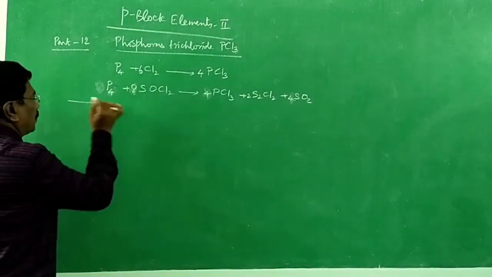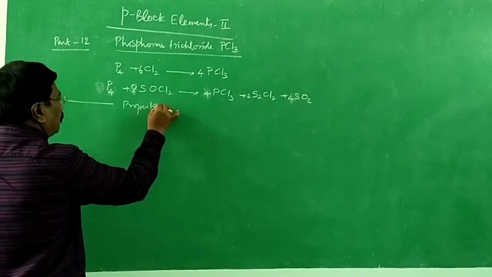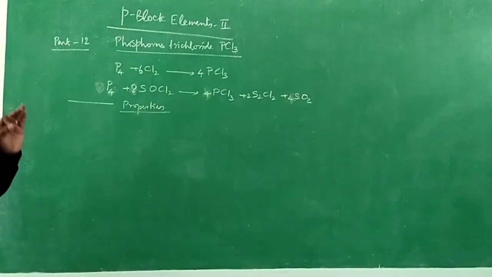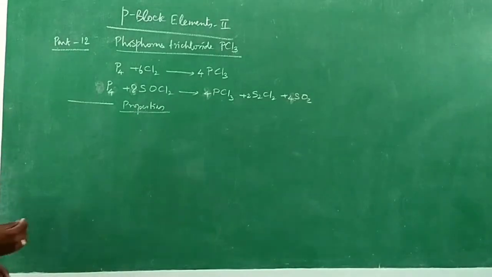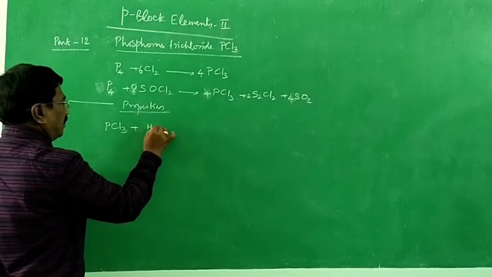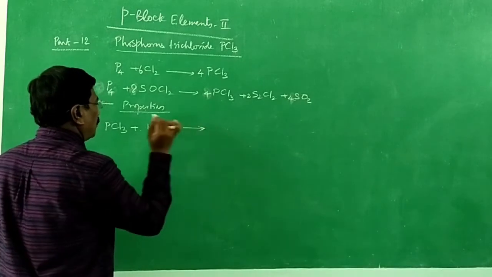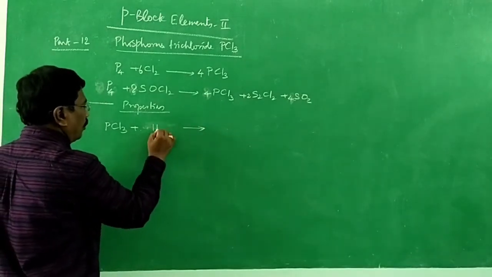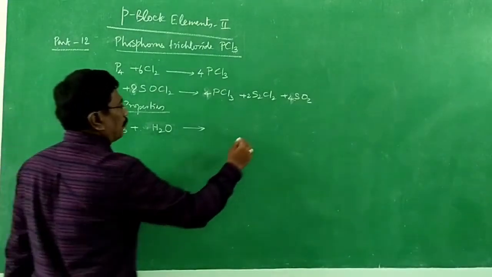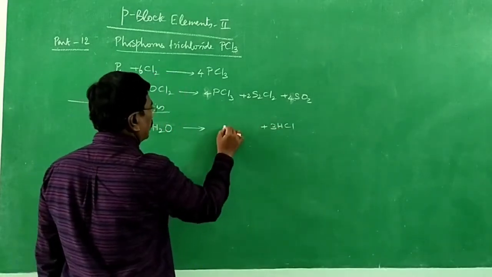What is the importance of phosphorus trichloride? That is, the properties. When we talk about properties, mainly it undergoes hydrolysis to give phosphorus acid. Trichloride gives phosphorus acid or orthophosphorus acid. H3PO3 may be called phosphorus acid or orthophosphorus acid. That you will be getting during hydrolysis. 3 chlorine will become 3HCl and phosphorus will become H3PO3.